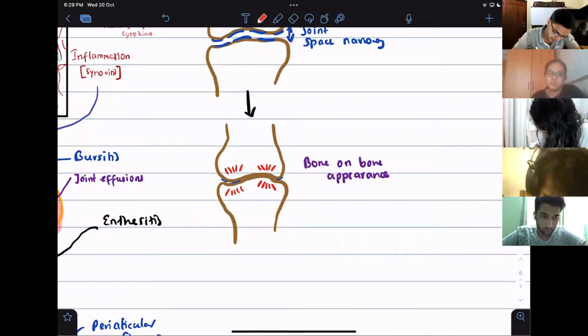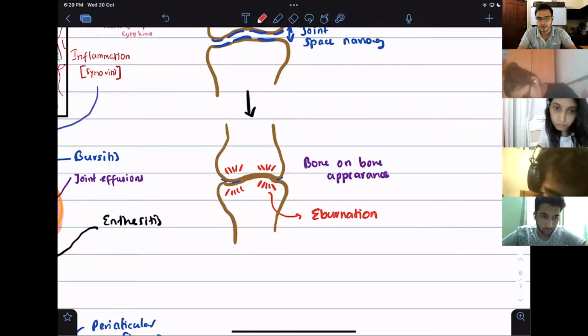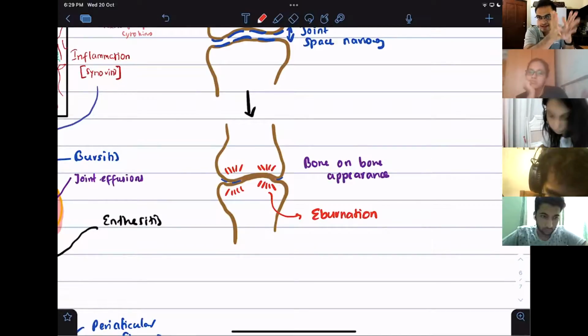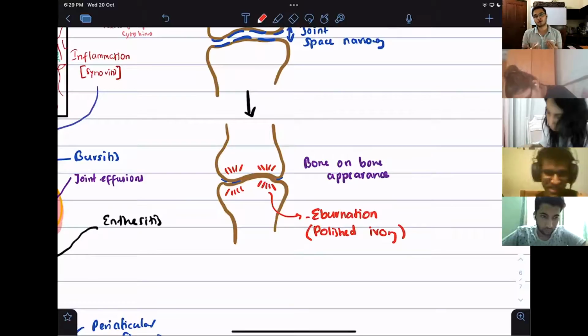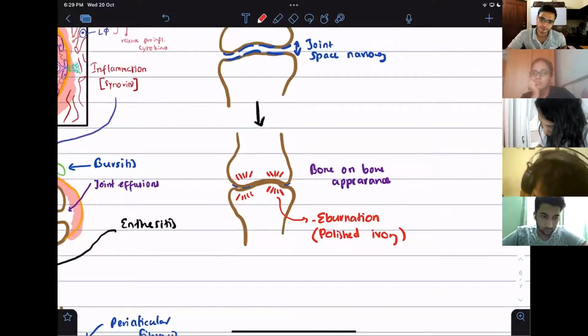What happens, guys? There is a process we call bone eburnation. Basically, imagine you're taking two stones and rubbing them together. The surfaces become a little bit smooth. Same thing here with these bones. This eburnation process makes the surfaces of the bone look like polished ivory. Polished ivory. Okay. Clear.